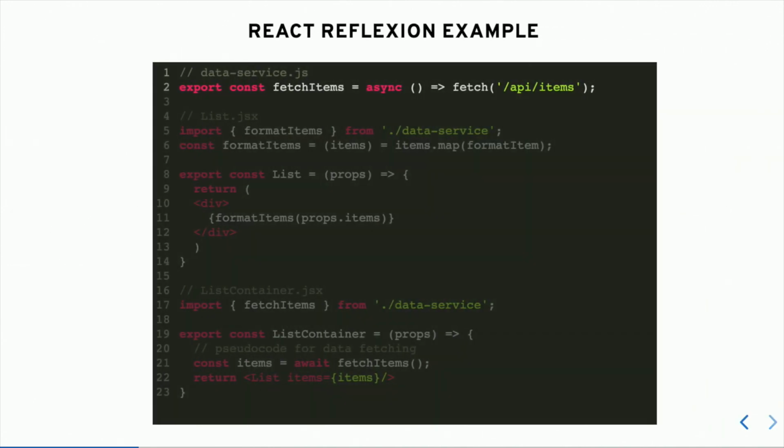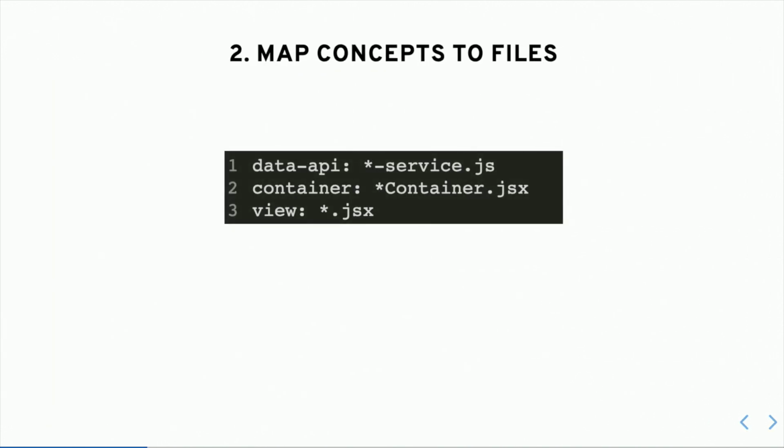This is the code that might try to implement that model. So here we have a small data API. We have a super minimal view component. We have a container component that takes the data API and puts that data into the view component. The second step was to do the mapping.